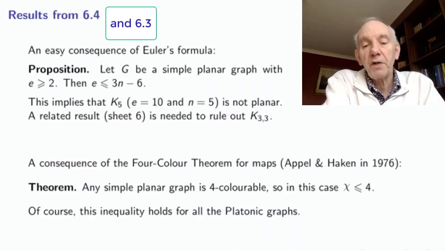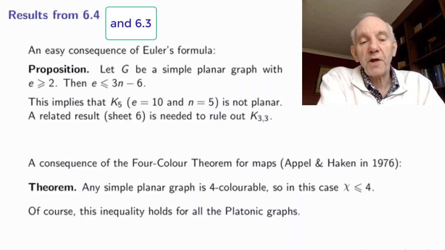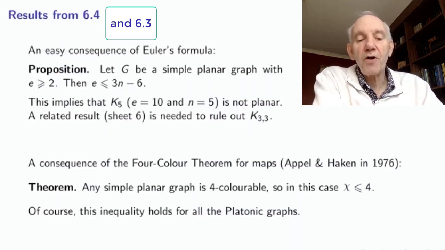about 45 years ago, proved by computer actually, or with computer assistance. And a fairly immediate consequence of this theorem is that if we have a simple planar graph, it is four-colorable. That is, its chromatic number is less than or equal to 4. So I certainly don't expect you to prove this theorem, but you should know the result.